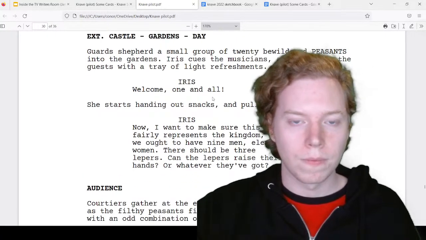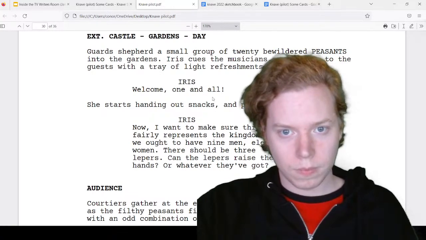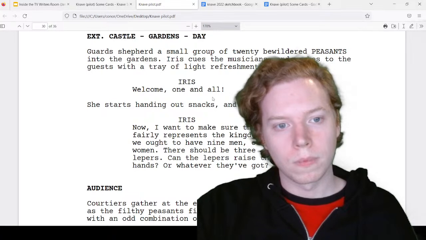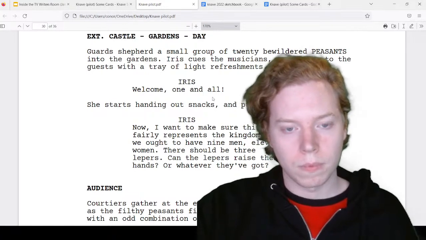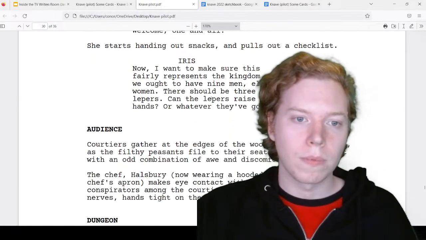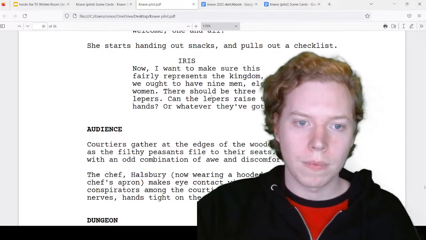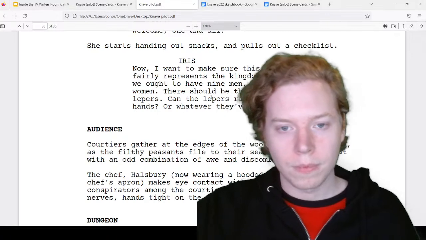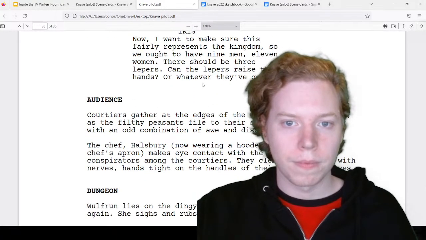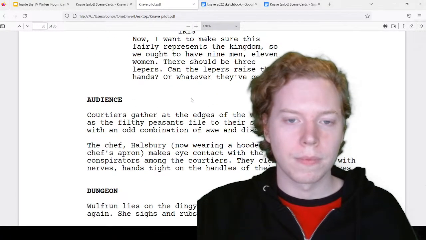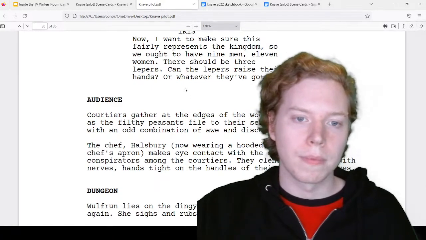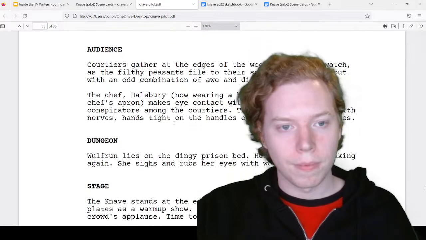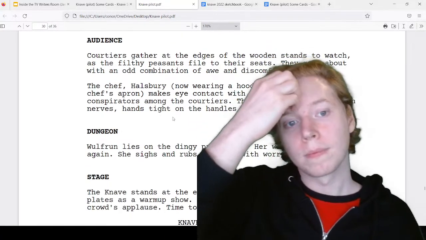Exterior castle gardens, day. Guards shepherd a small group of 20 bewildered peasants into the gardens. Iris cues the musicians and rushes to the guests with a tray of light refreshments. Welcome, one and all. She starts handing out snacks and pulls out a checklist. Now, I want to make sure this fairly represents the kingdom, so we ought to have 9 men, 11 women. There should be 3 lepers. Can the lepers raise their hands? Or whatever they've got. Audience.